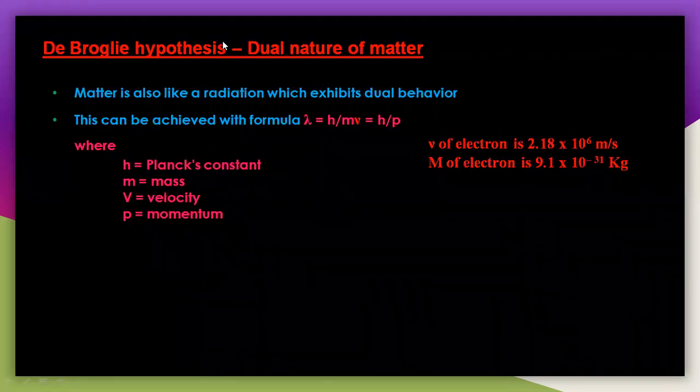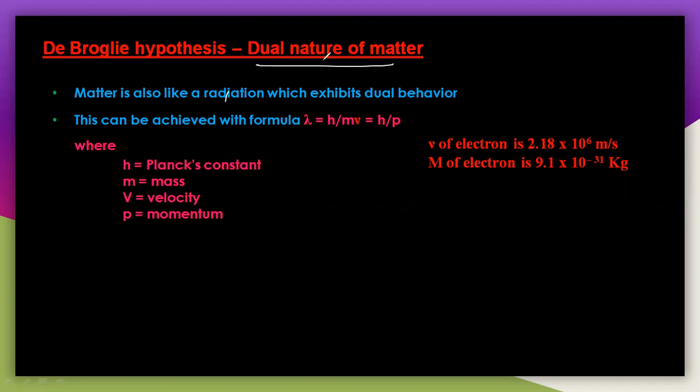Now see here, de Broglie hypothesis here. So what did he actually tell? This is a very important one, definitely it will come in the exam, so you must understand this de Broglie hypothesis. So what is this de Broglie hypothesis? Very simple, de Broglie is a scientist, he told the dual nature of matter here.